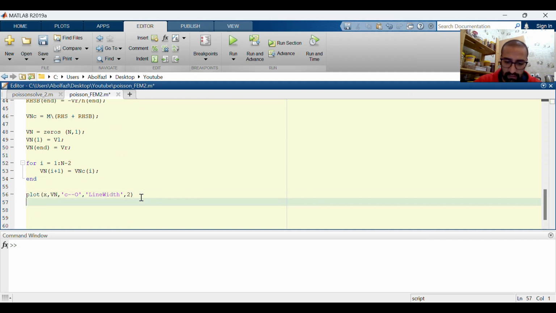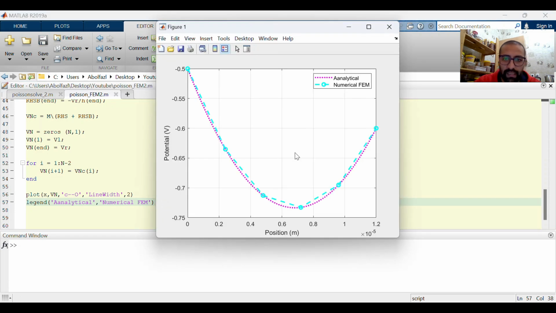Okay, let me define legend. The first one is analytical. I show it with A, and the second one is, let's say, numerical finite element method. Yes, legend. Okay, this one cyan is analytical, and this magenta is analytical, and this cyan color with circle marker is numerical using finite element method.